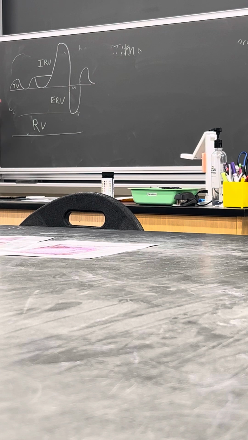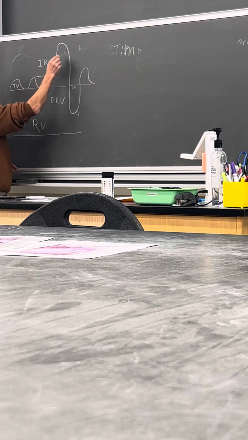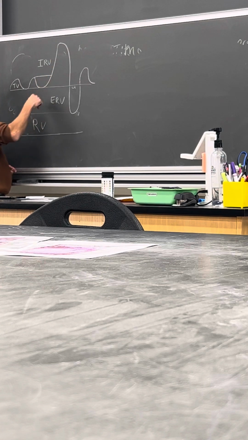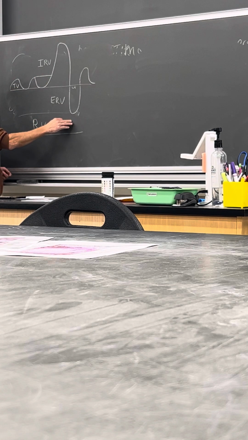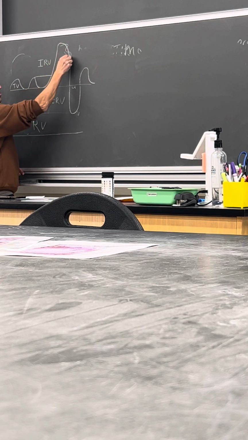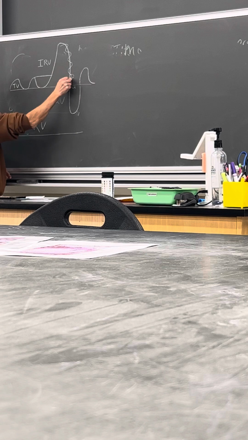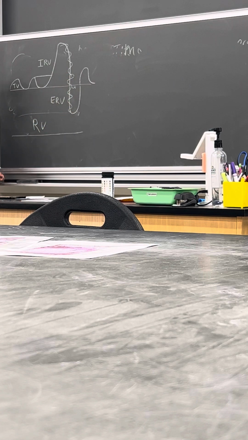Okay, vital capacity. Total capacity is all of these. Vital capacity is 3 of them. The idea is, if you inhale as much as you can and exhale as much as you can, that's going to cover IRV, tidal volume, expiratory reserve volume, everything but residual volume. That's going to be vital capacity.